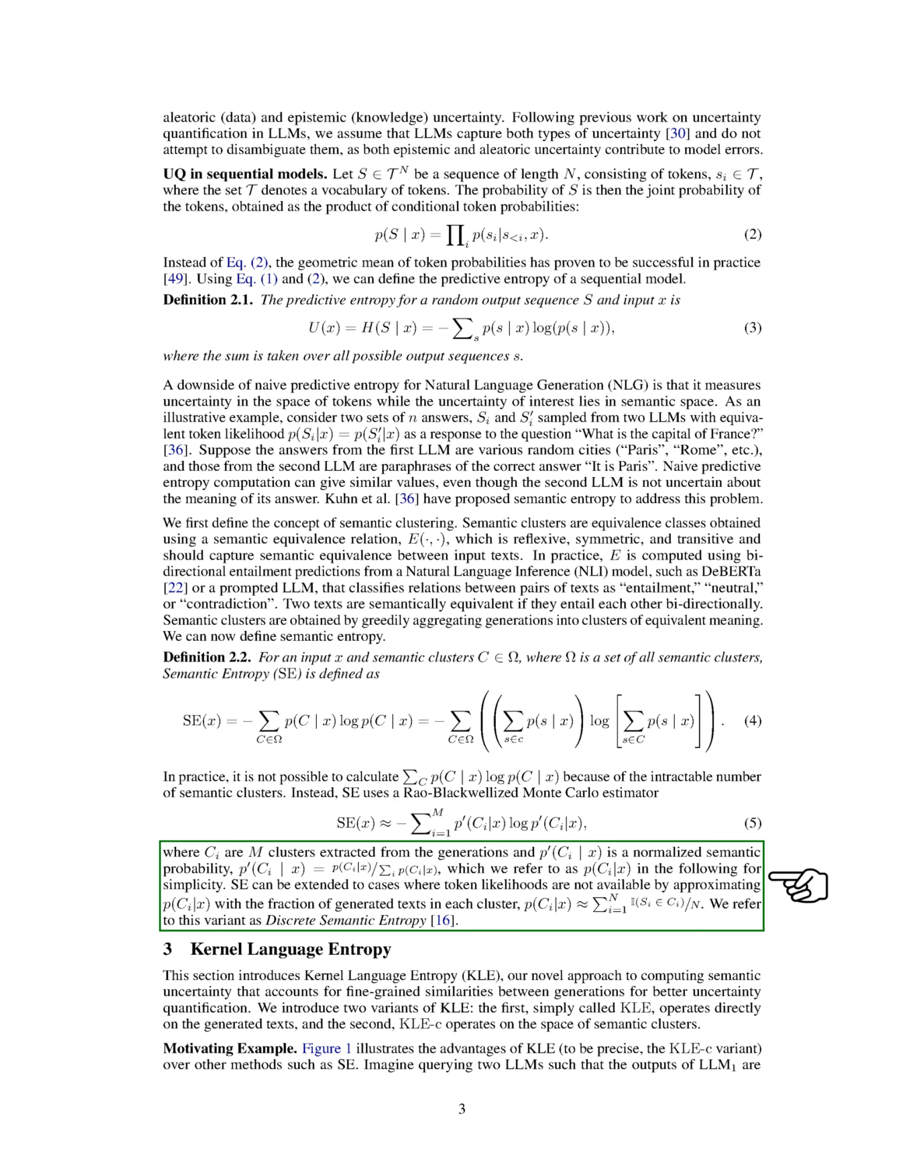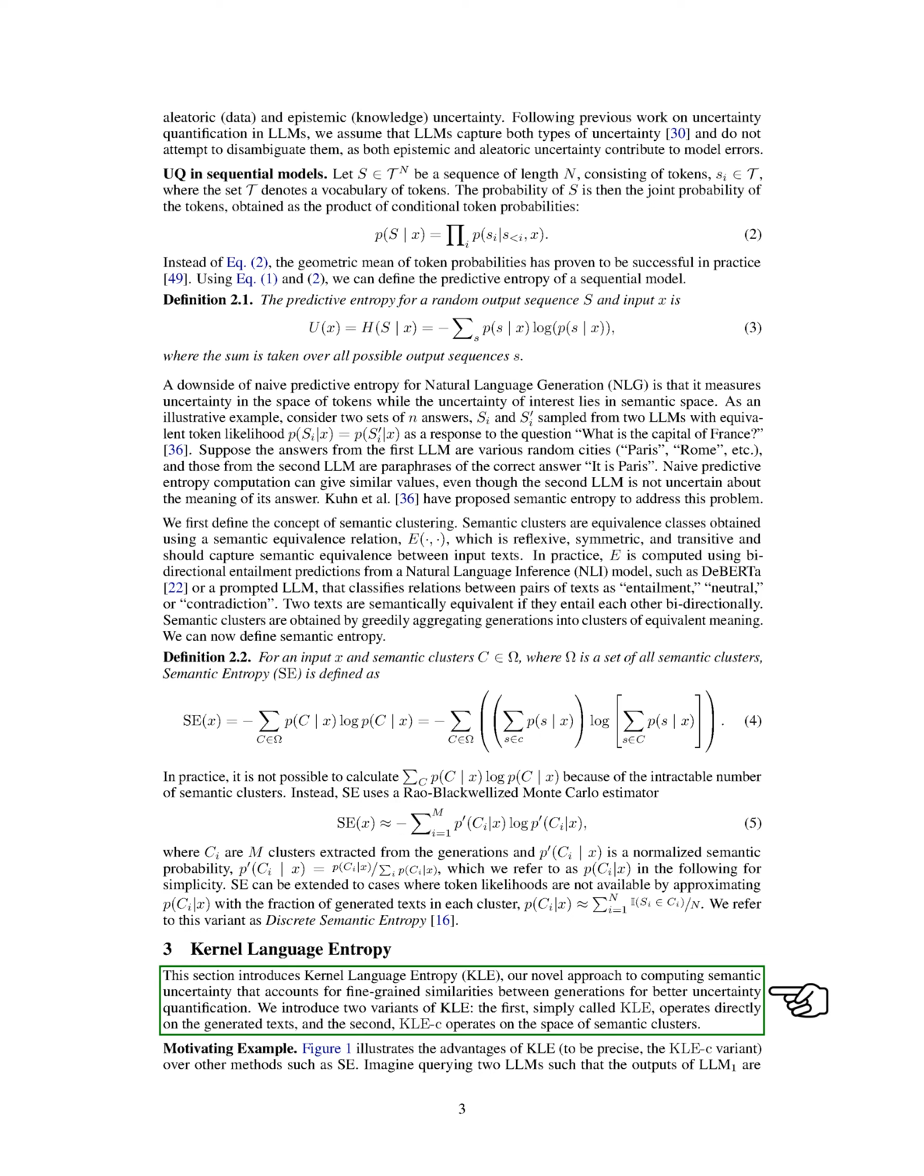Section: Kernel Language Entropy. In this section, we introduce Kernel Language Entropy, KLE, our new method for calculating semantic uncertainty by considering detailed similarities between generated texts to improve uncertainty estimation. We present two versions of KLE. The first one, called KLE, works directly on the generated texts, while the second one, KLEC, operates on semantic clusters.